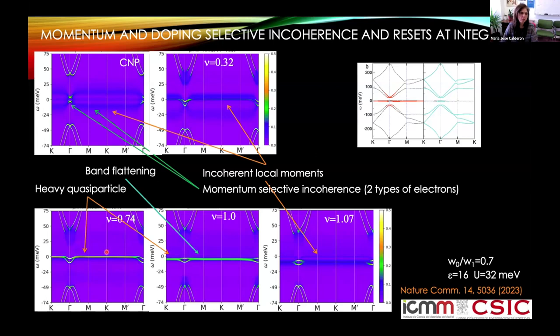And then as you keep increasing the doping towards the next integer, you see how the heavy quasi-particle forms, and there is a band flattening. And then if you keep increasing above 1, then everything starts again, right? Like all this change in the role of the different orbitals and having more incoherence or less incoherence depending on the filling that you have between two integer fillings.